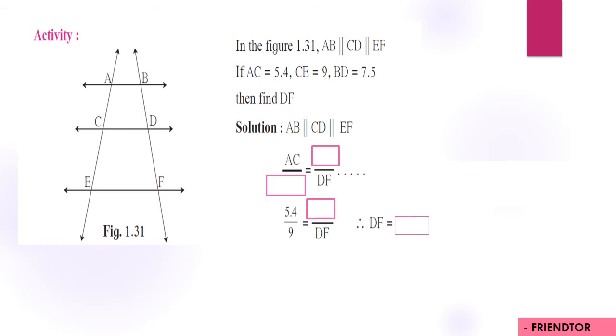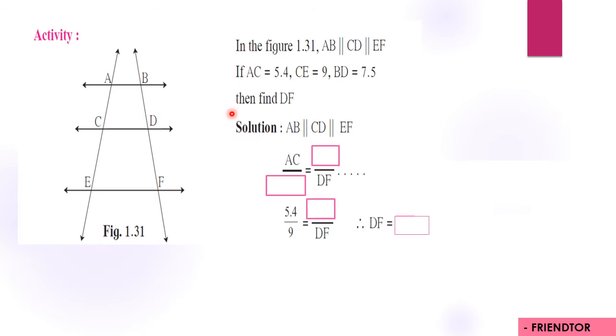Now here they have given an activity. From the figure you can make out that we are going to use the property of parallel lines and their transversals, the property in which we saw how the intercepts are formed, what the ratio of the intercepts is and how they are related. That property we are going to use over here.